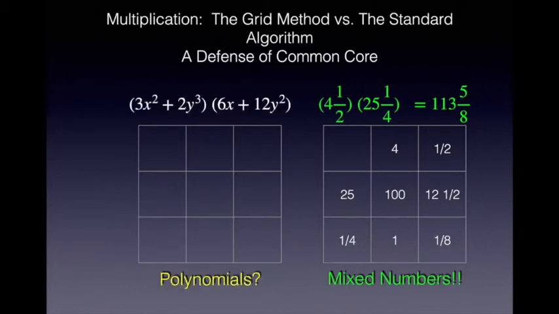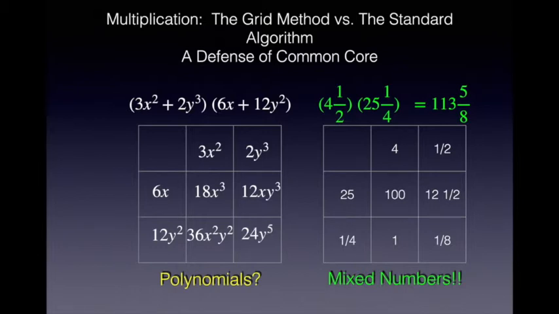Hey, what about polynomials? Can we use the grid method for those? Well, actually we can. Across the top, I'm going to write 3x squared and 2y cubed. Down the left side, I'm going to write 6x and 12y squared. And now I'm going to multiply across. 3x squared times 6x, that's 18x cubed. 2y cubed times 6x, that's 12xy cubed. 3x squared times 12y squared, that's 36x squared y squared. And 2y cubed times 12y squared, why, that's 24y to the 5th.